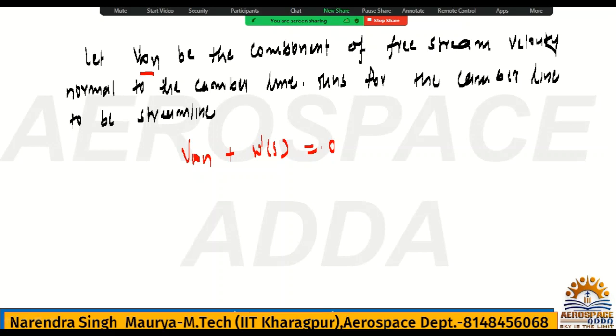Okay, now from here you can write, this is the main equation actually. Now from here you can write the two different velocity components and add them and make it equal to 0. You will get the equation of thin airfoil. Yes or no? How to get this v infinity n and w dash s? It's very simple. V infinity n, I will give one diagram, better. So from there you may get it.